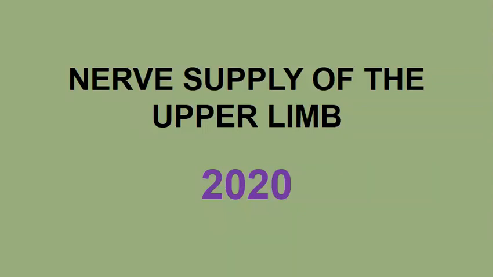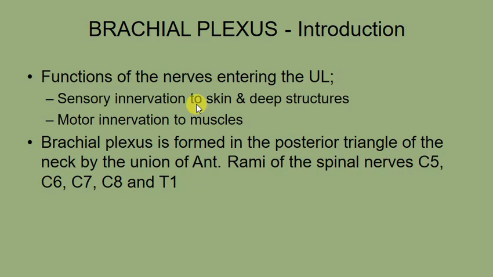Welcome back, friends, to the continuation of our course of anatomy 101. Today we are going to discuss the nerve supply of the upper limb. The upper limb nerve supply is through what we call the brachial plexus. Calling it "brachial" is just pronunciation, but this is how it is written: brachial plexus.